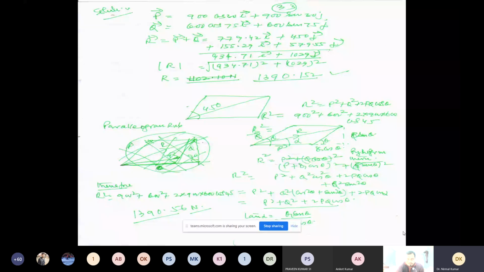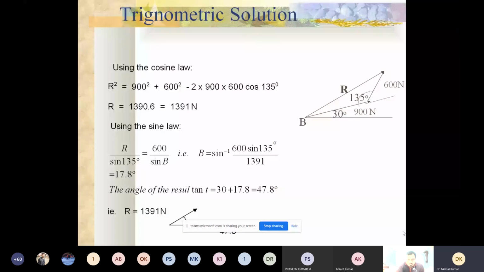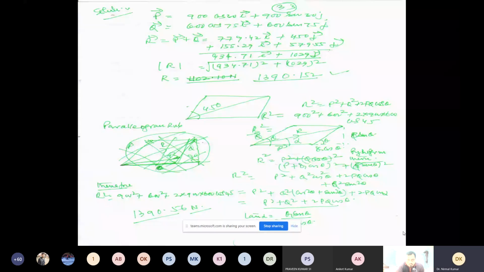पिछले वाले स्लाइड में you see, it is written as 1391, but by vector method approximately same. I have got this 1390.152 Newton. Newton यहाँ पर है, that is missing. I have not written, missed it.